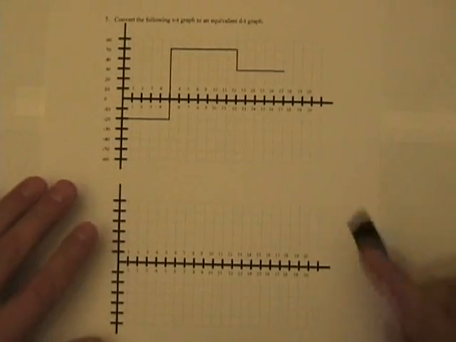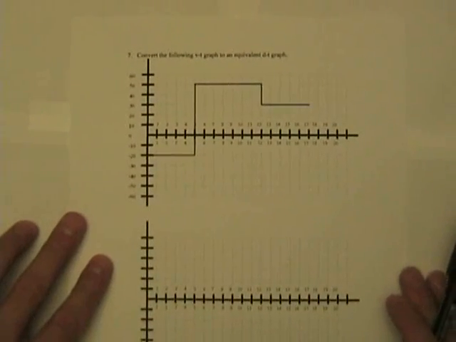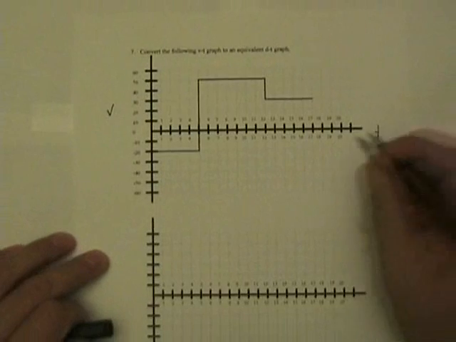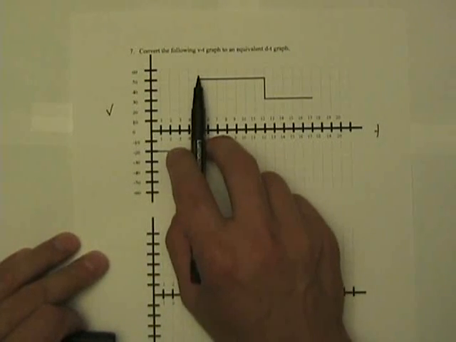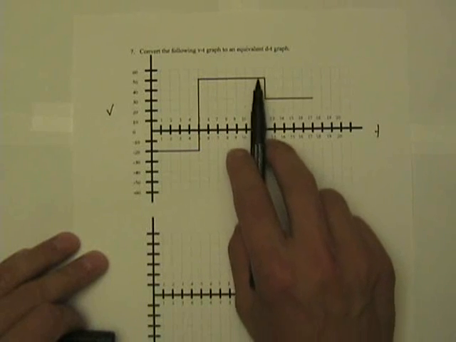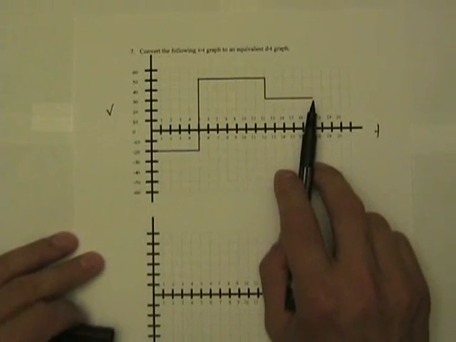Okay, on this one we are going to be converting VT graphs to DT graphs. So we've got our VT graph here, and you can see that there's V and T. This is negative constant velocity. It's got to be doing some serious acceleration to get up to this positive constant velocity. Then it's decelerating or slowing down to a slower positive constant velocity.